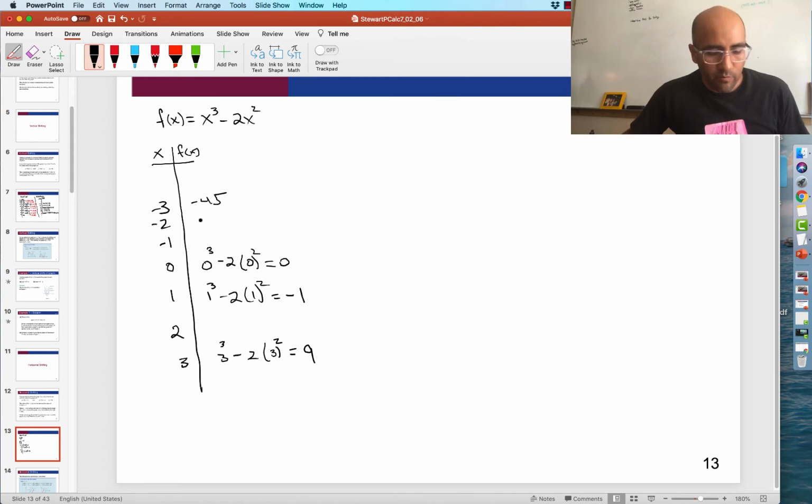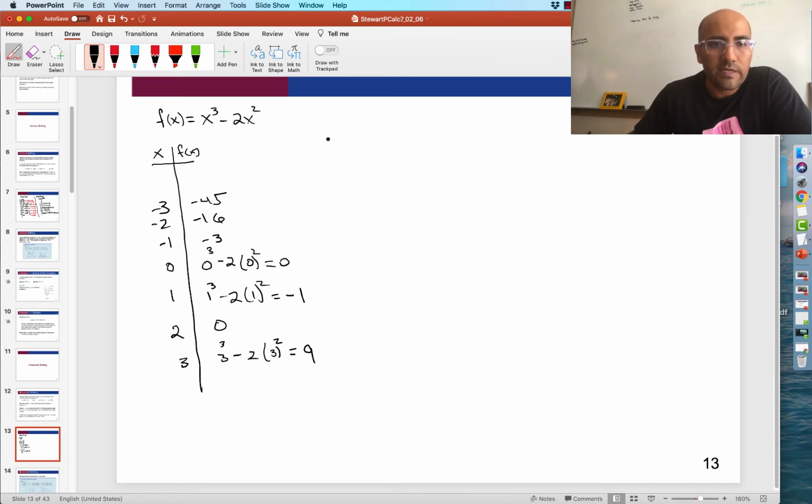And negative 2 mapped to negative 16. And negative 1 mapped to negative 3. And 2 mapped to 0. Okay, so here was the original function.